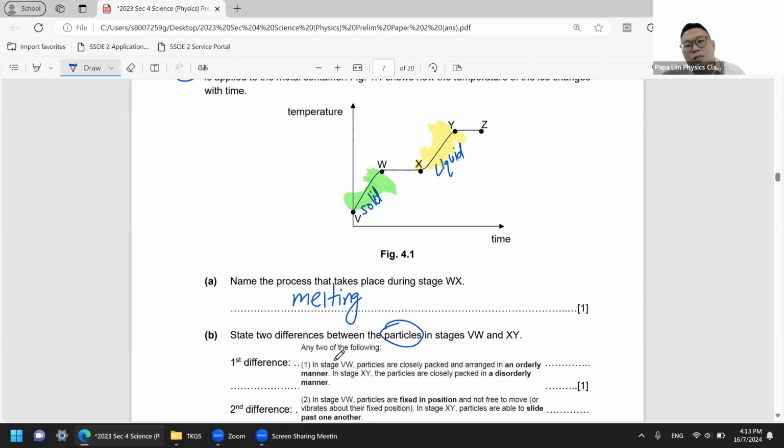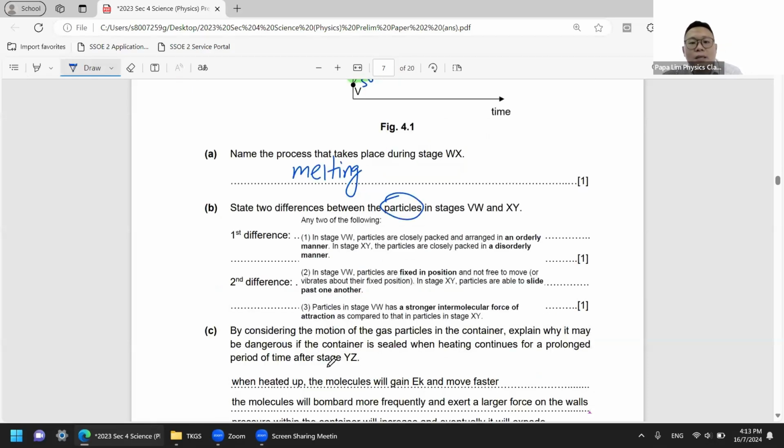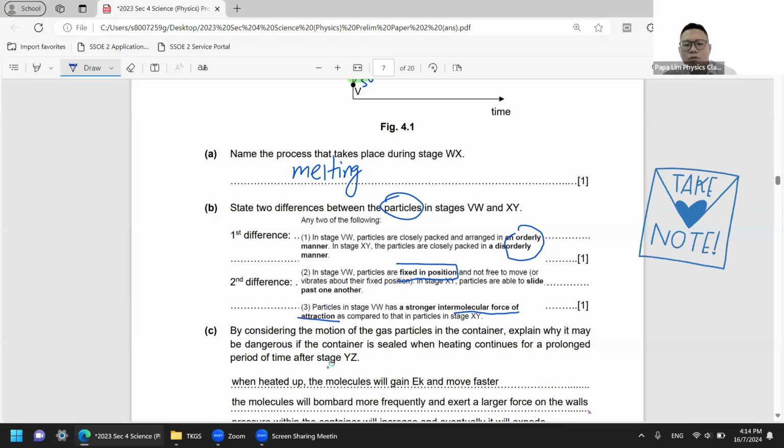Quite straightforward, I'll give you three here. The marker has actually given three differences. One pertains to the orderly arrangement of a solid and the disorderly arrangement of a liquid. The other one is also the arrangement, but we look at the fixed position. Solid, as we all know, has fixed positions, but liquid does not. They are able to slide across each other. Then the third difference is in terms of the strength of the intermolecular forces. Remember to use the correct keyword, intermolecular forces. Don't write bonds, don't write just forces. The keyword here is quite specific: intermolecular forces, the forces between the molecules.